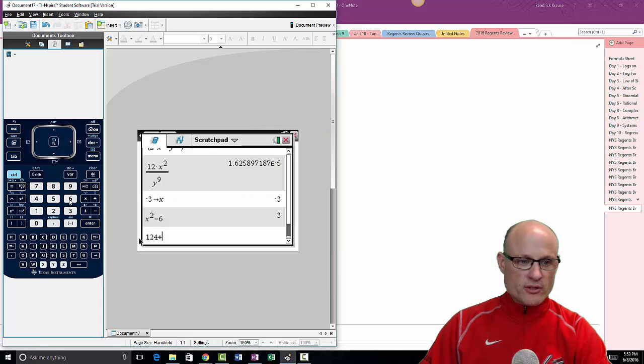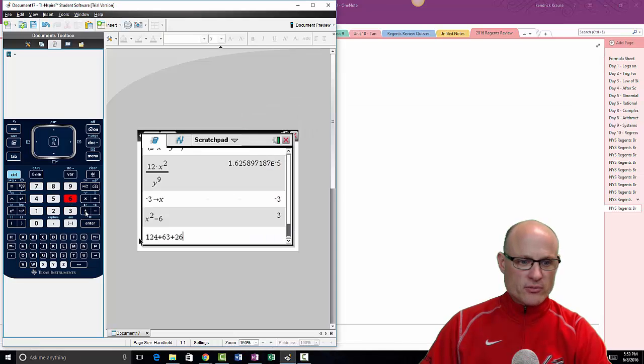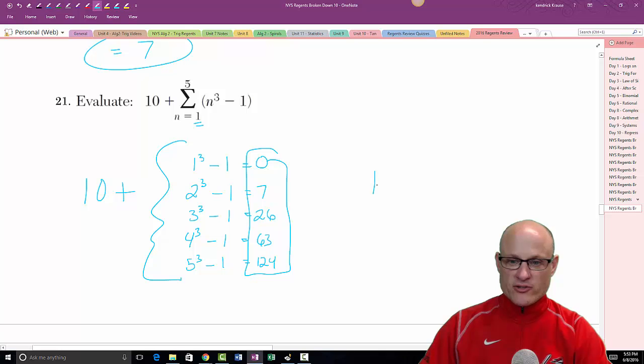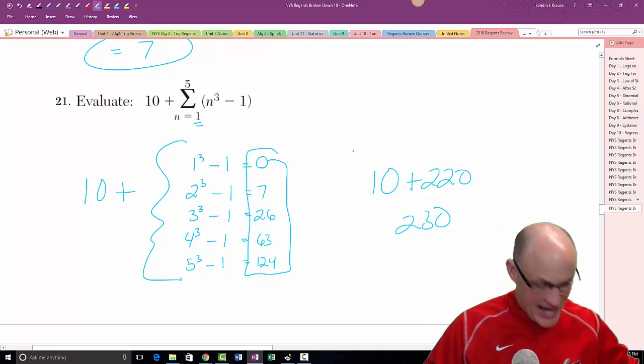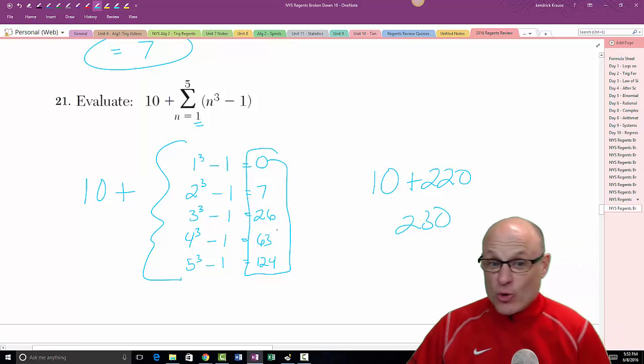Plus 63 plus 26 and 7, 26 plus 7, enter, and then plus 10 at the end. So this ends up being 10 plus 220, or 230. My prime problem was my kids kept adding 10 to everything else. Kind of dumb. Now, that you have to show work for.